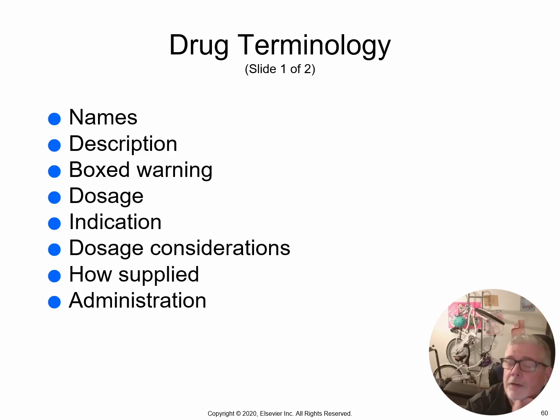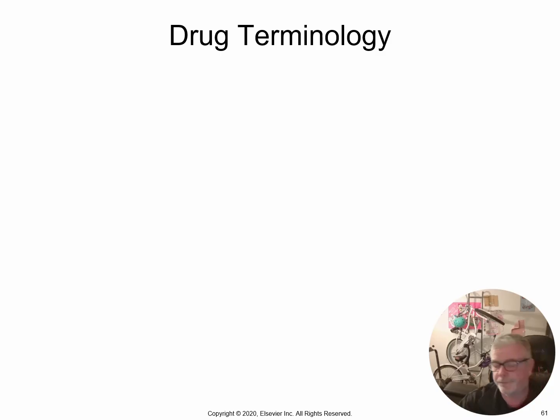They may have to be given half of the dose instead of the full dose. Or if it's a child, that dosing usually needs to be weight-based. How is it supplied? Is it supplied in pill form, capsule form, liquid form, suspension form, and then how is it administered, which we talked about already.